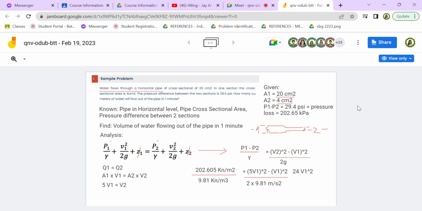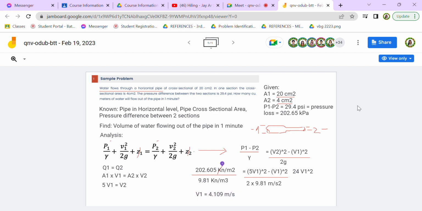squared. We'll have the value for velocity 1, so the value for velocity 1 is 4.109 meter per second. Since lahat naman ng unit nito ay pare-parehas na in meter and per second, so we'll get 4.109 meter per second. But let's cancel it in the equation.